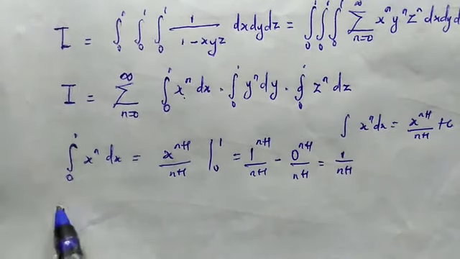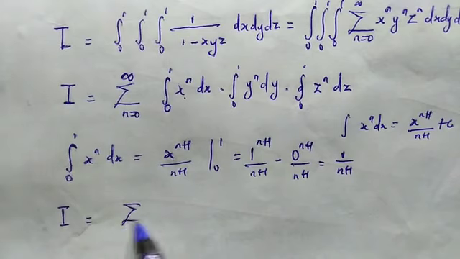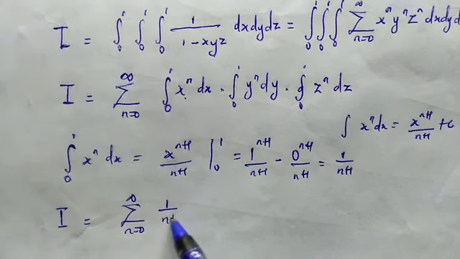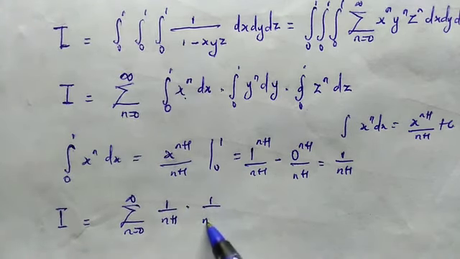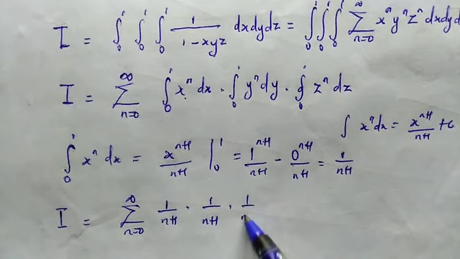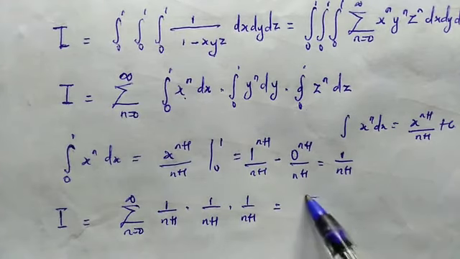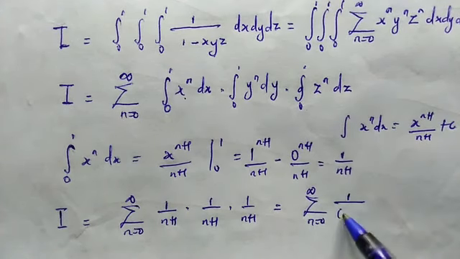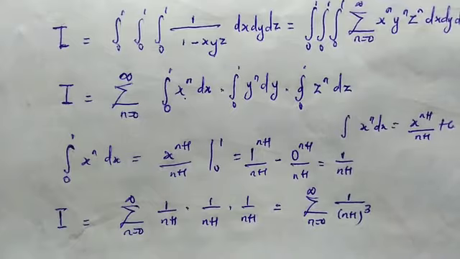So our I is equal to the sum from 0 to infinity of 1 over n plus 1 multiplied by 1 over n plus 1 multiplied by 1 over n plus 1. This is equal to the sum from 0 to infinity of 1 over n plus 1 cubed.